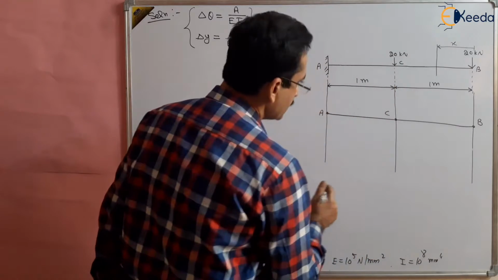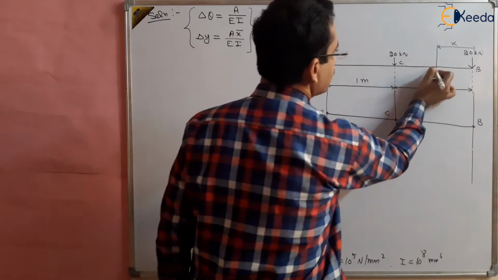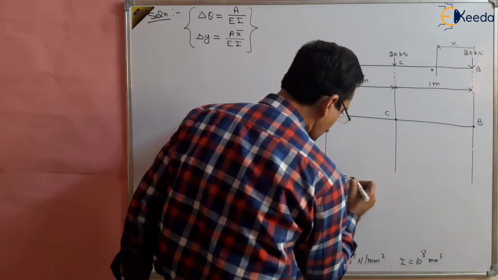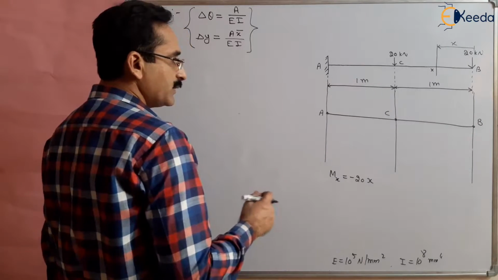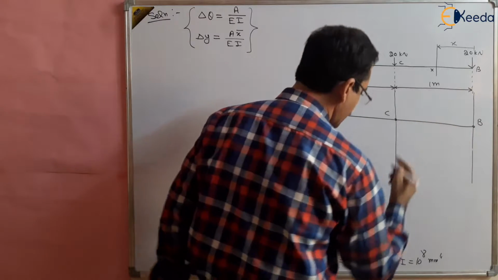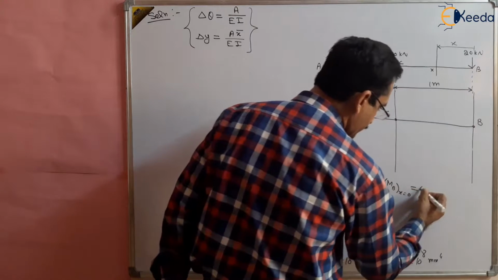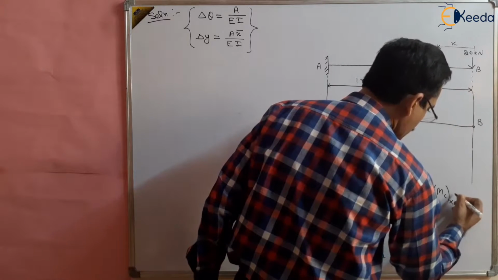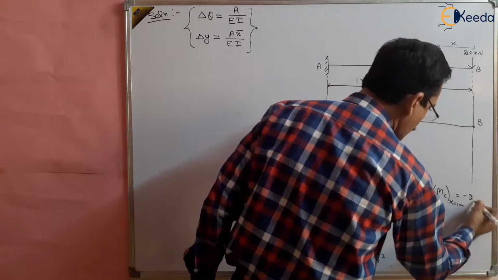We know that Mx at a distance x, suppose this is capital X, will be equal to minus 20 multiplied by x, right? So this is the bending moment. It is negative with a linear variation, and it is valid between B and C. So at point B, where x is equal to 0, the bending moment is 0, and at point C, where x is 1 meter, the bending moment is minus 20.